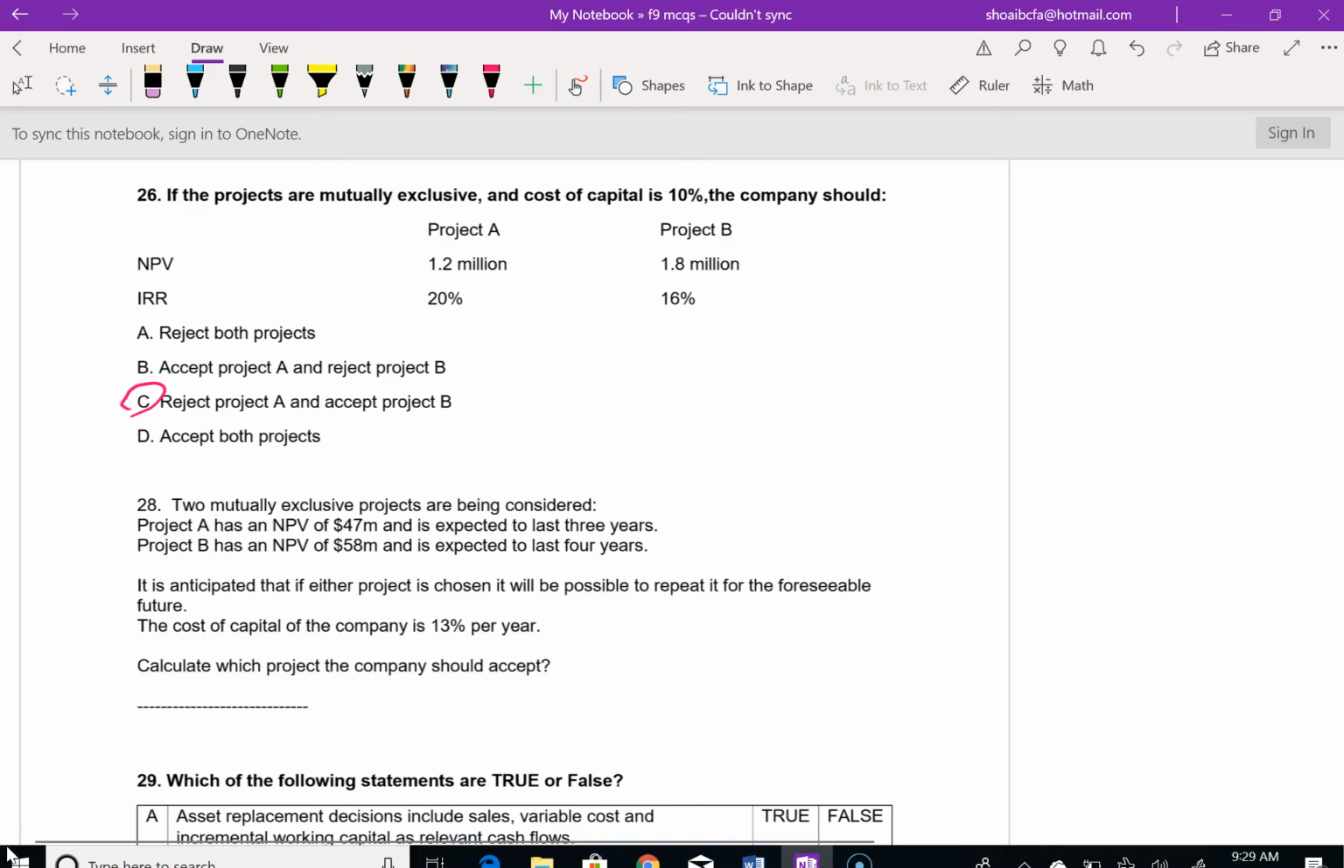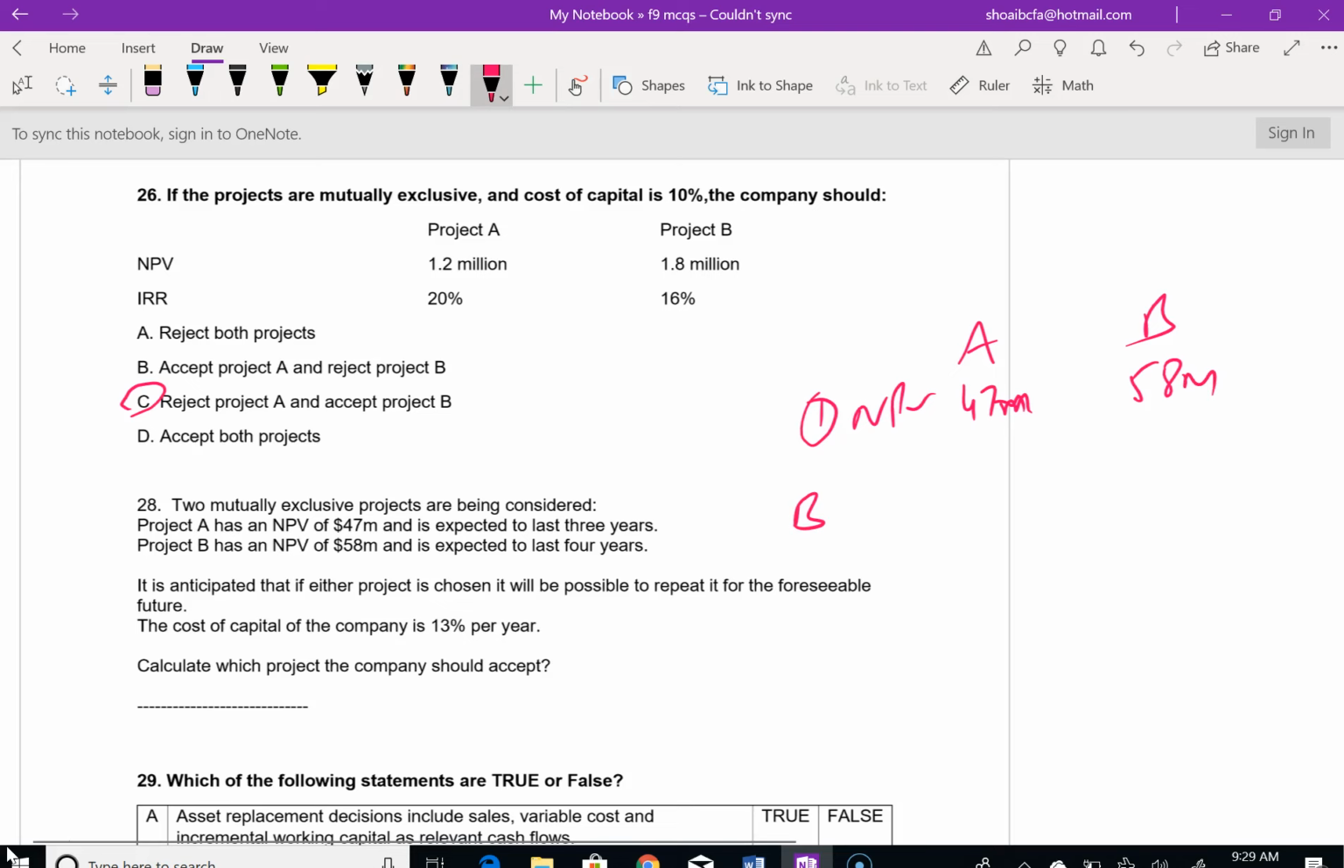So what we have to do, we have to convert the data of 3-year and the data of 4-year into single year. And that is called equivalent annual benefit. Then we will select the higher equivalent annual benefit. So step number 1 is we have calculated the NPV of project A and project B, and that is 47 million and 58 million.